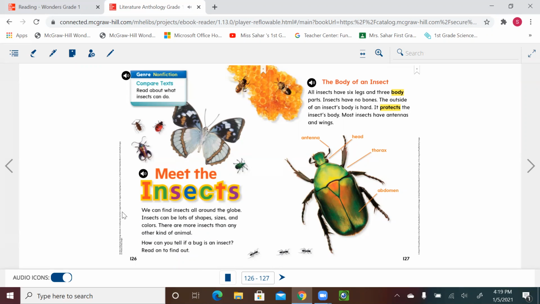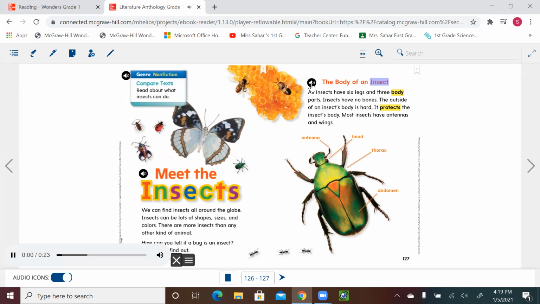So for this page, I want to talk about two important things. We have the headings, which is like the name of a part that we're going to learn about in the selection. And we also have parts that give the details. These details on this page will be telling me more information about the insects. Let's read page 127.